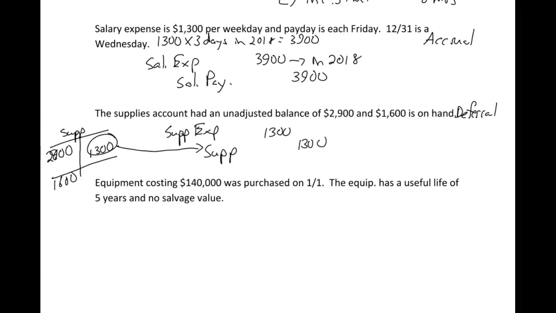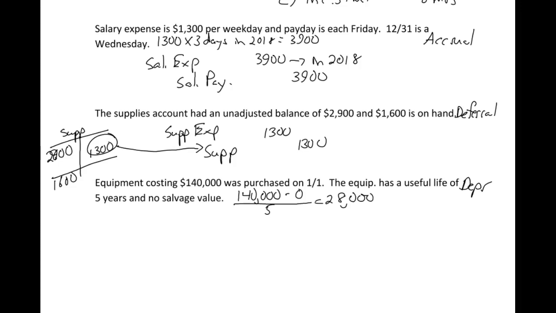All right, our last one, we have equipment costed $140,000, was purchased on January 1st. So that's the beginning of the year. The equipment has a useful life of 5 years and no salvage value. So obviously this is a depreciation example. So the first thing we need to do is calculate our straight line depreciation. So remember, it is historical costs, which is $140,000, less salvage value, which is given as 0, divided by our useful life in years. All right, so that means we're going to have $28,000 per year.